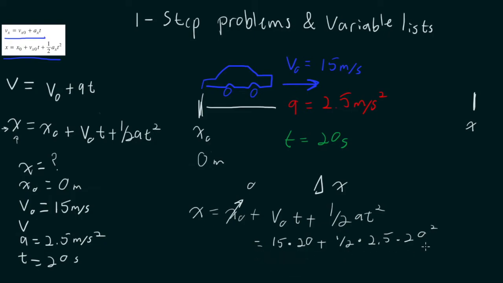And then we can just plug that into a calculator and see what we get. And if you plug this in with me, you should get 800 meters. So our x is 800 meters. Fantastic. Now, that should make sense.